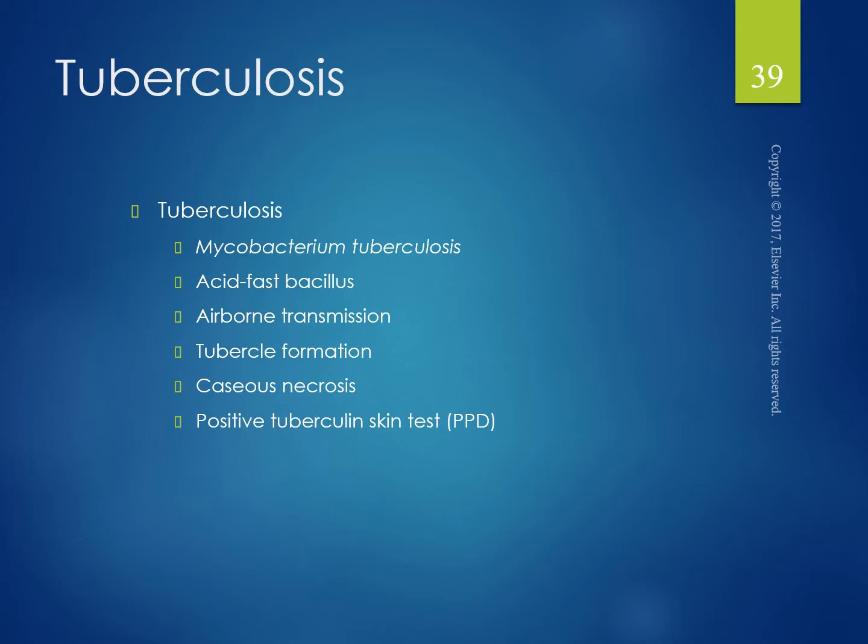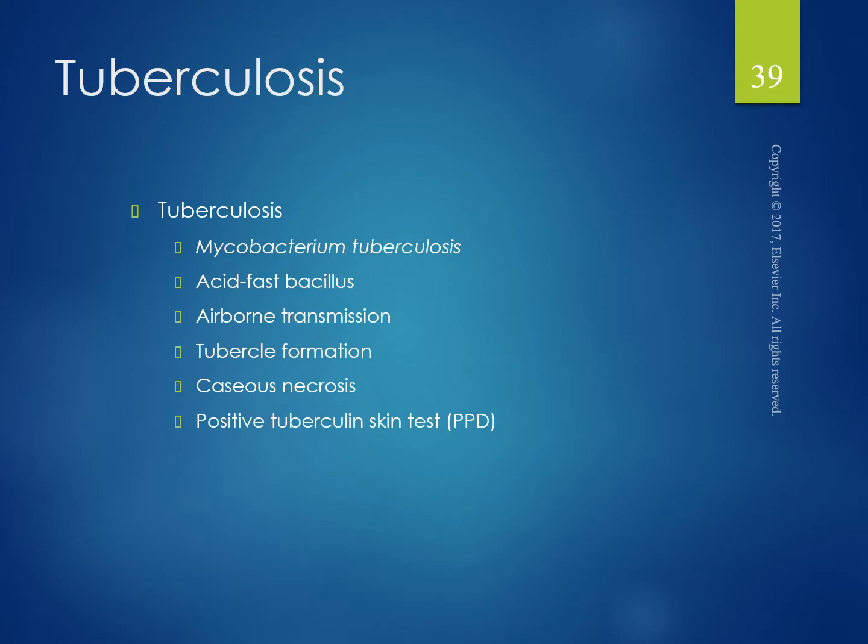TB is highly contagious. It is transmitted from person to person by air droplets. It's usually seen in immunocompromised individuals. And usually you will see a positive tubercle bacillus cultured from sputum.